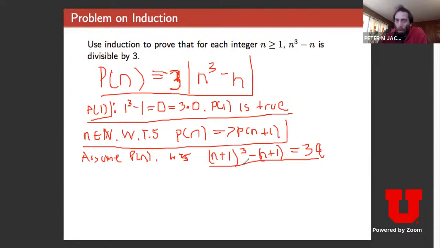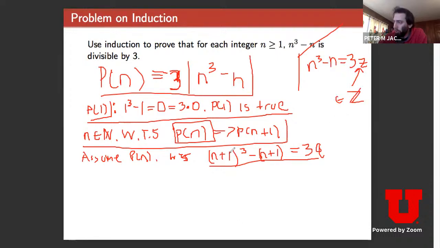How we simplify it depends on what our inductive hypothesis is. This is our inductive hypothesis, that P of n is true. And so in proving that this statement is true, we're going to try to use P of n. I'll write up here what we're going to be using, which is that we know n cubed minus n is equal to 3z, where z is an integer. So we know this, and we want to show this.